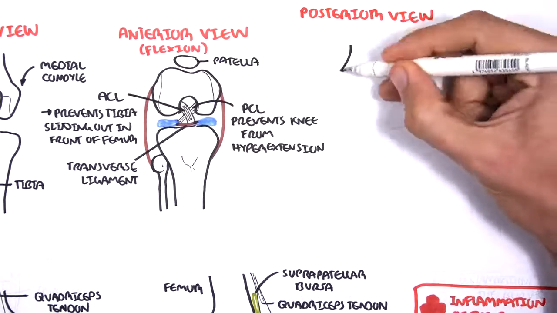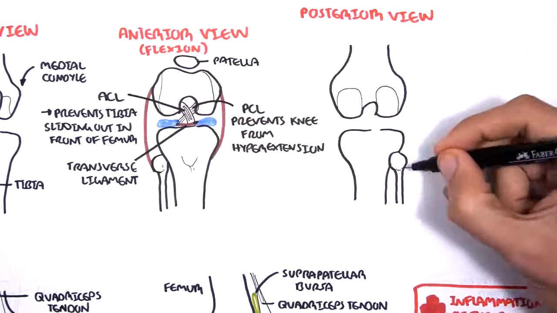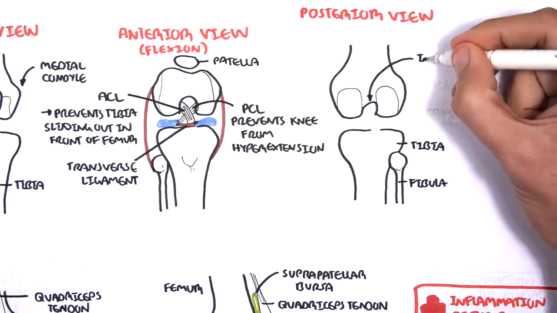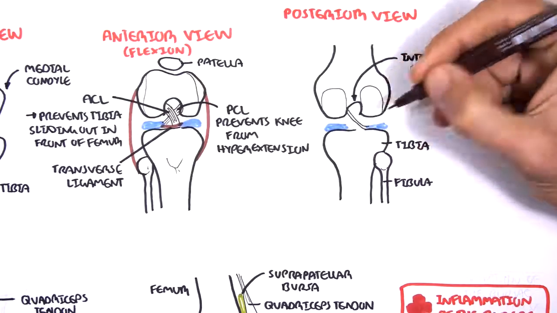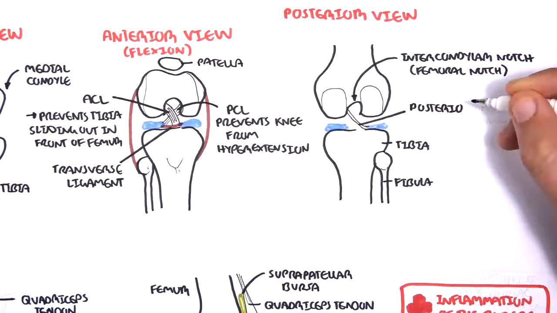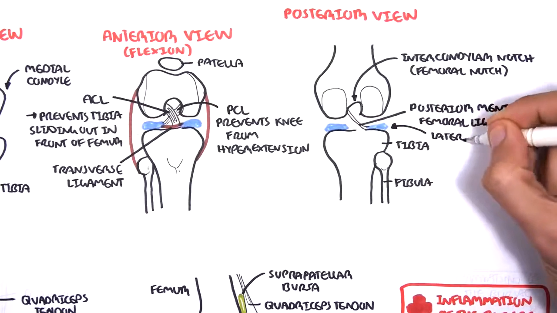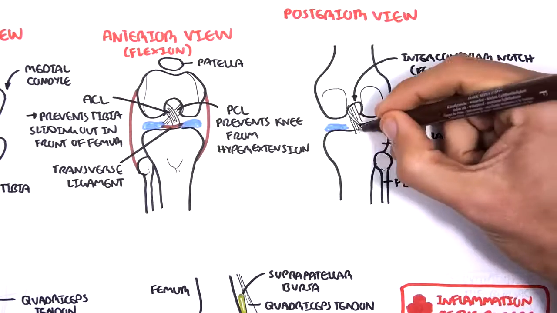Let's look at this from a different view, the right knee from the posterior view, so from the back. Here again is the tibia, fibula, and intercondylar notch, or the femoral notch here. Again, here in blue is your lateral and medial meniscus. Coming off the posterior part of the lateral meniscus is the posterior meniscofemoral ligament, a ligament which is known to have a secondary effect of a posterior cruciate ligament. And again, it comes off the posterior part of the lateral meniscus.